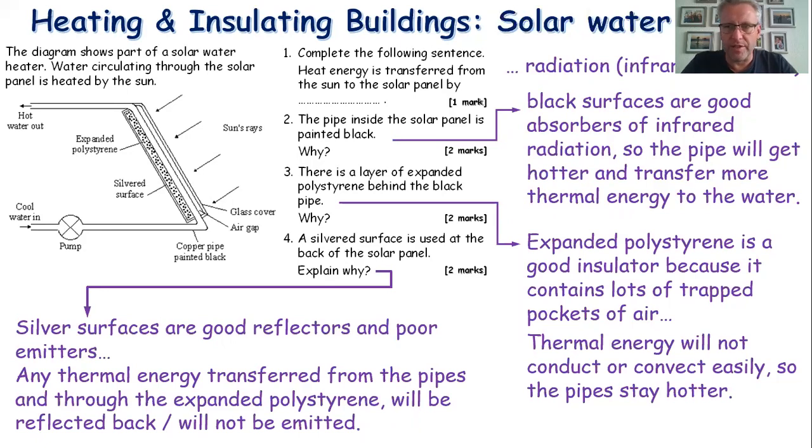And hopefully you can see a pattern here. We're talking about the way that we prevent conduction, convection, and radiation, or in some contexts, how we promote it. So the blackened pipe is a way of promoting that transfer of heat energy, whereas the silvered surface and the polystyrene is a way of slowing it down. And that can be used in a whole range of different ways.